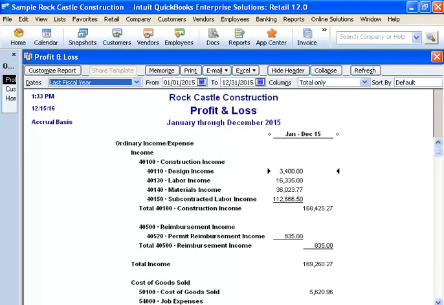All right. The components of it are pretty easy. We start with the name of the company, the time frame, and we have income. We start with total income. In this particular case, we're looking at a sample company, Rock Castle Construction. They have design income, labor income, material income, subcontractor income. So you have the parts of your income. You can design this any way you want. It's a great way to keep track of different parts of your business. This can be departments, this can be product lines. That's what we normally have.